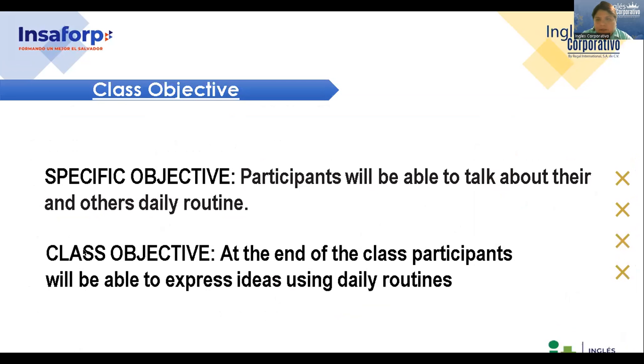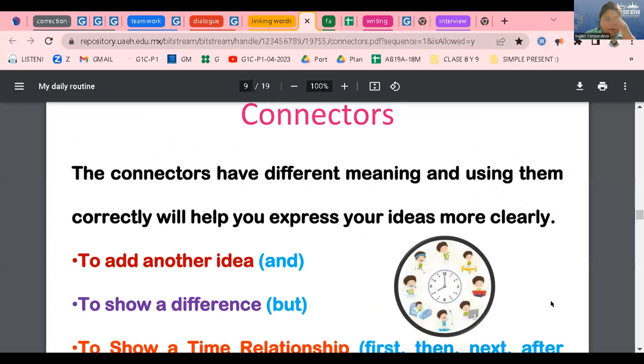So just let me project that. So we'll check that. Bien, estábamos por acá compartiendo el día de ayer acerca de algunos conectores que vamos a utilizar para nuestra rutina. Like this. In order to do this, we need to use them so as to, let's say, give clear ideas about what you want to say.